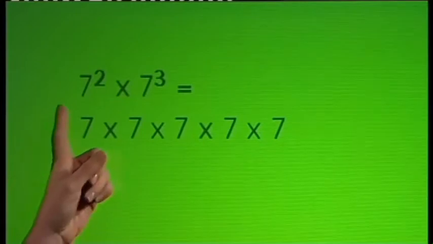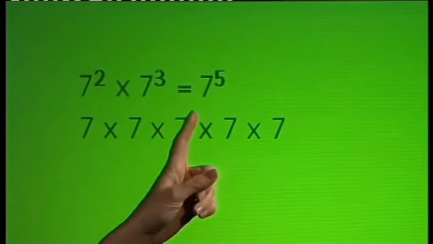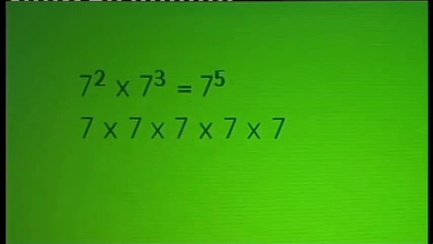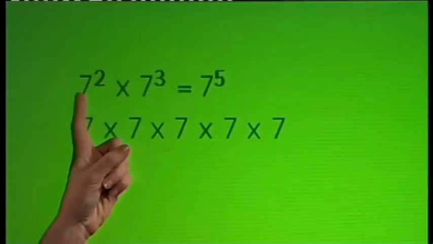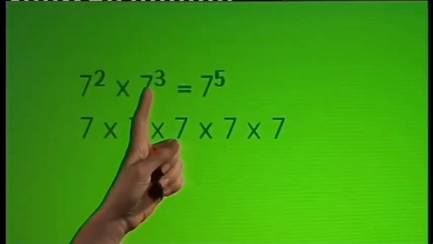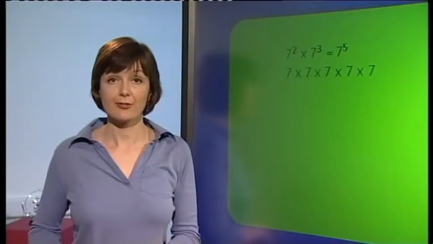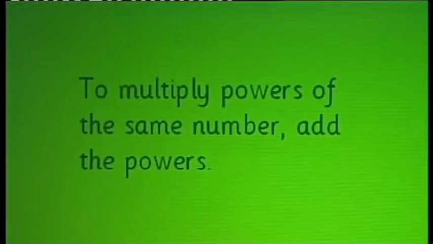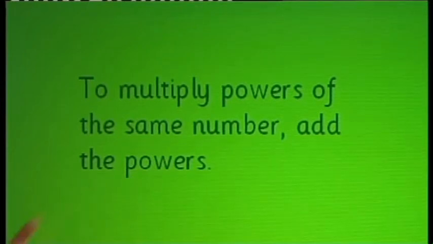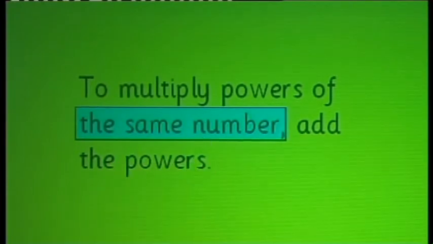So 7 to the power 2 times 7 to the power 3 is the same as 7 to the power 5. And of course I'm sure you spotted the easier way to get that answer. You simply add this 2 to this 3, and that gives you this 5. So that's a first really helpful rule. To multiply powers of the same number, add the powers. It's really important you remember that this only applies to powers of the same number.